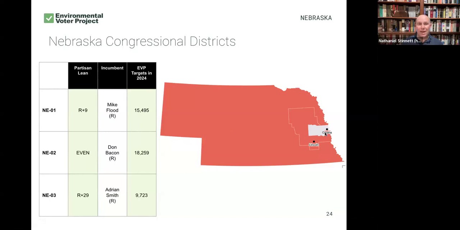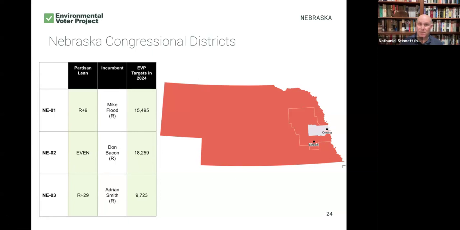But in the all-important Nebraska second, a district that is so close it doesn't even have a partisan lean. It is literally not more Republican nor more Democrat than the national average. It's currently represented by Republican Don Bacon. In that super tight congressional district that also happens to carry an electoral college vote with it, an electoral college vote that literally on its own might determine who the next president of the United States is. I hope I haven't made you throw up with anxiety yet. In that district, we've identified 18,259 of these super environmentalists who are unlikely to vote.